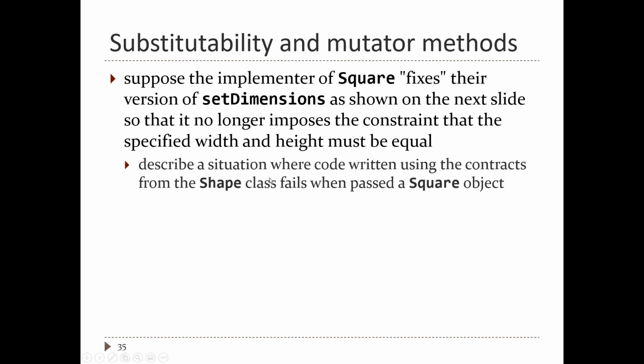So it's easy to come up with a situation where someone could have written code looking only at the shape class contract of set dimensions, and now their method fails when it's passed a square object.